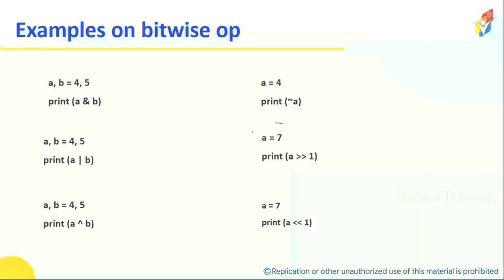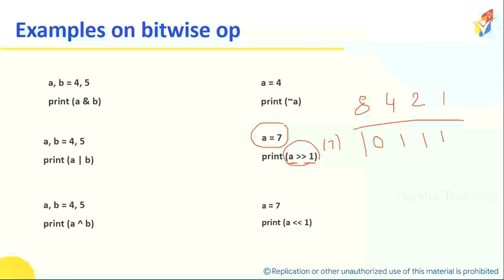Now, let me write this integer number 7 in bit positions. 1, 2, 4, 8. So, 7 will be 0, 1, 1, 1. Will you agree? Here, I'm asking my machine to shift my data 1 bit to the right side. This is my A. Let us do it like this, everyone, then you can easily understand. Now this is called right shift. I'm asking my machine to just shift to the right side by 1 bit.